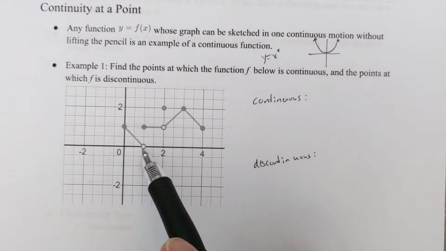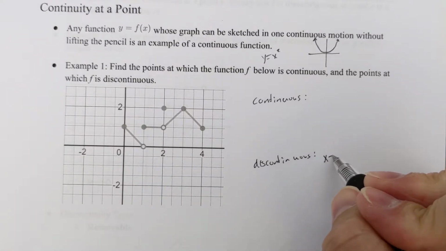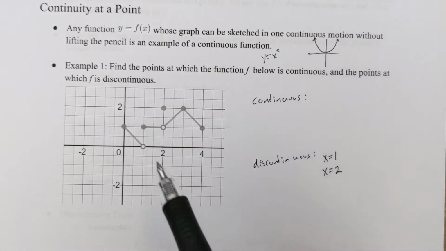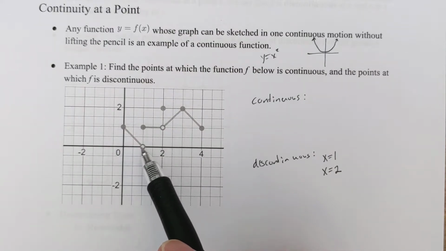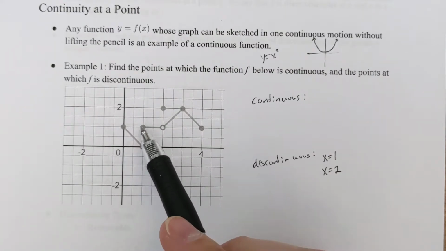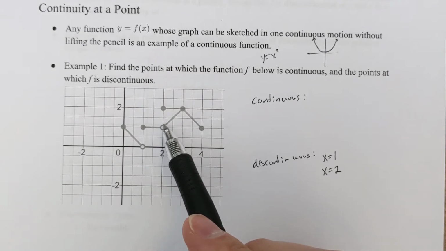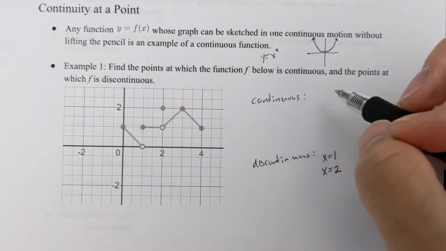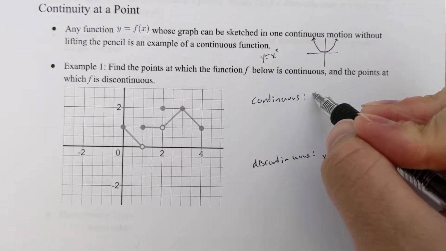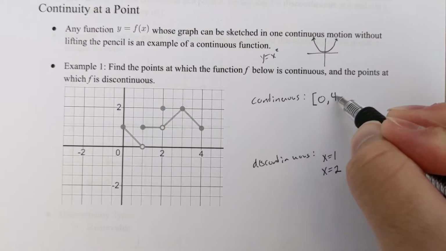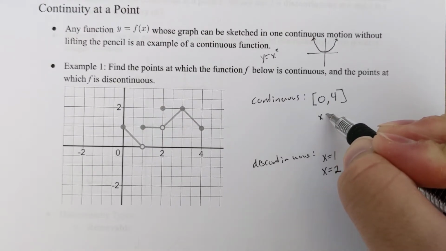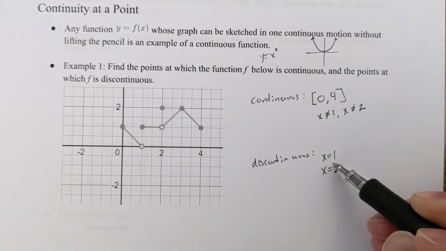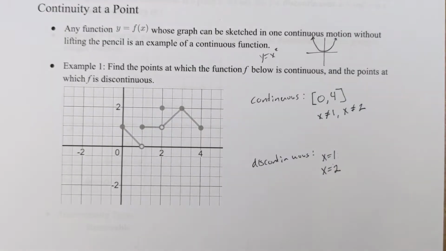There's one here at x equals 1, and there's one here at x equals 2. Because if I'm drawing my graph, I have to lift my pencil at 1 to jump up here, and I have to lift my pencil again to go over that open circle and then continue to trace. So it's continuous everywhere else. So from 0 to 4, x not equal 1, x not equal 2. So wherever it's discontinuous, it can't be continuous.